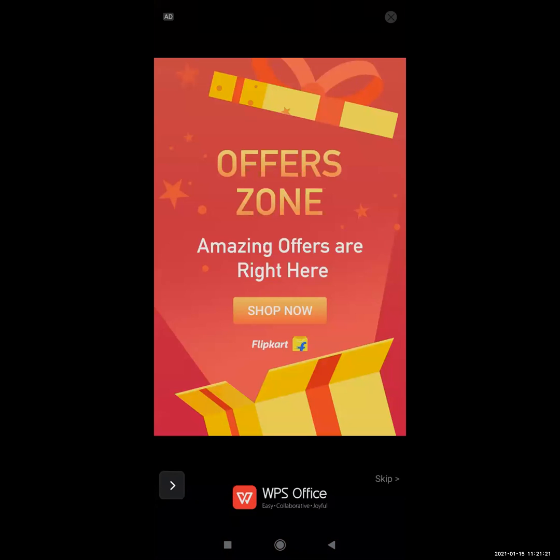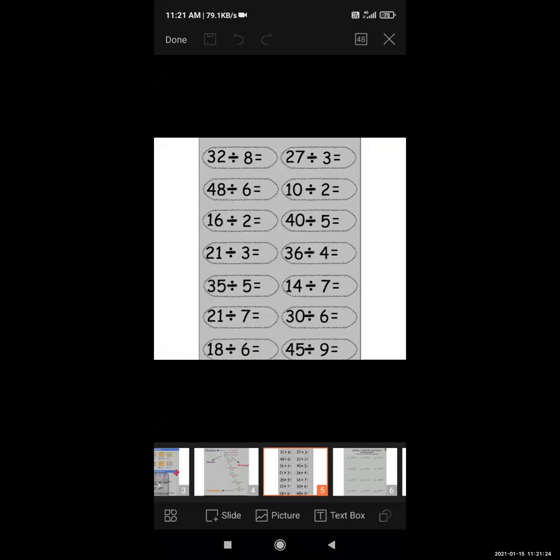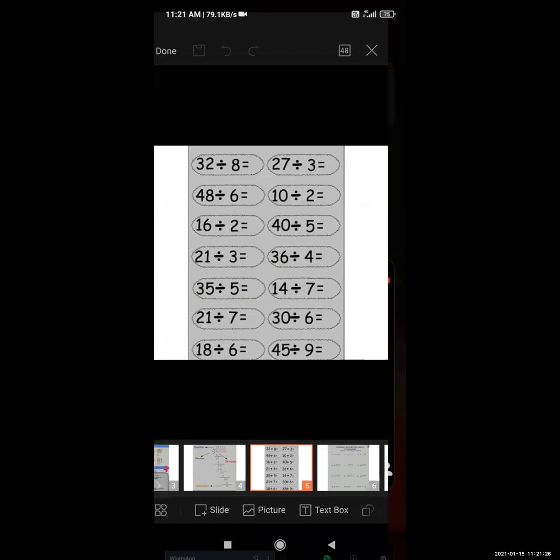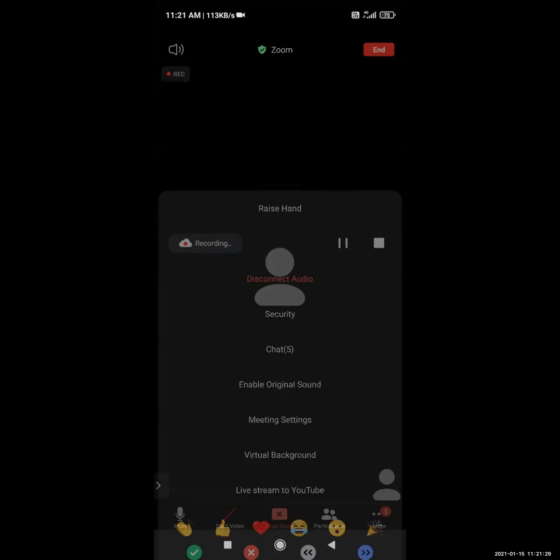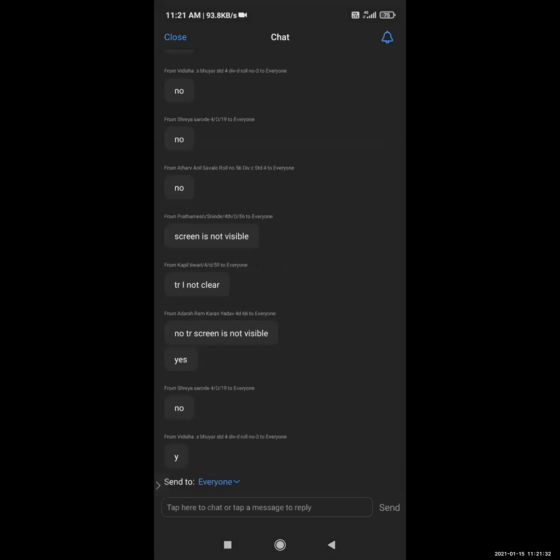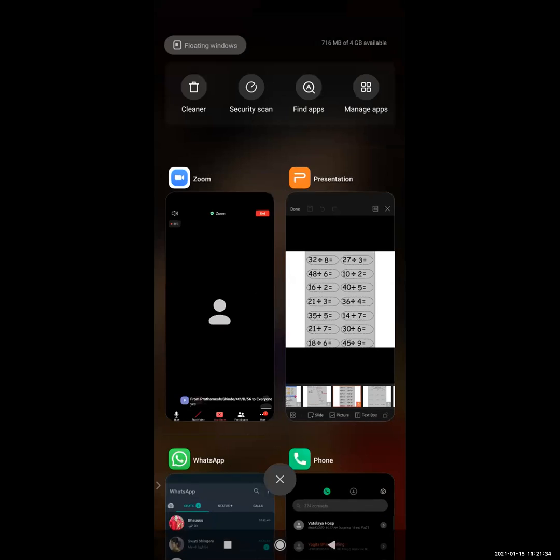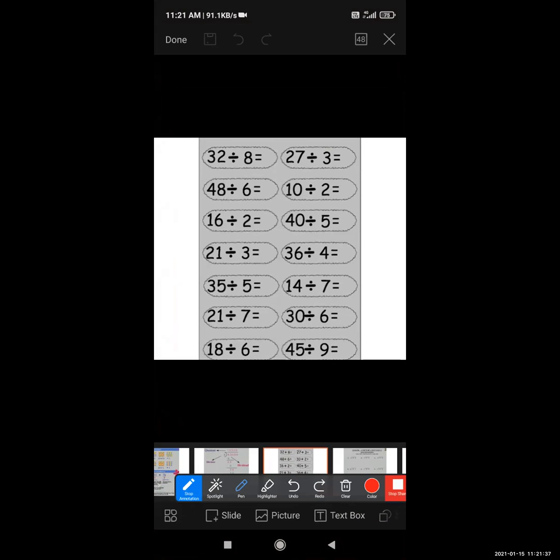Now to solve the division sums, I'm going to share the whiteboard again. Just a second, student. Okay, now is my screen visible? Yes or no? Visible. Okay. So now the next sum, which I'm going to tick mark.